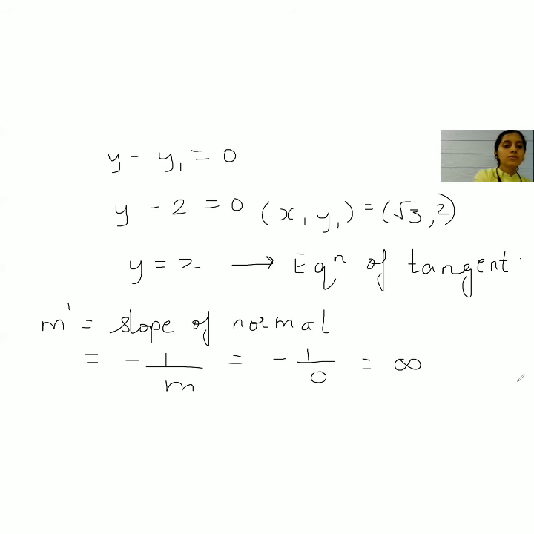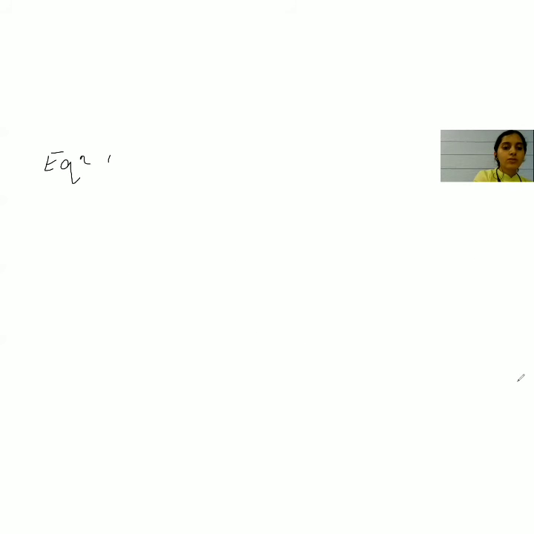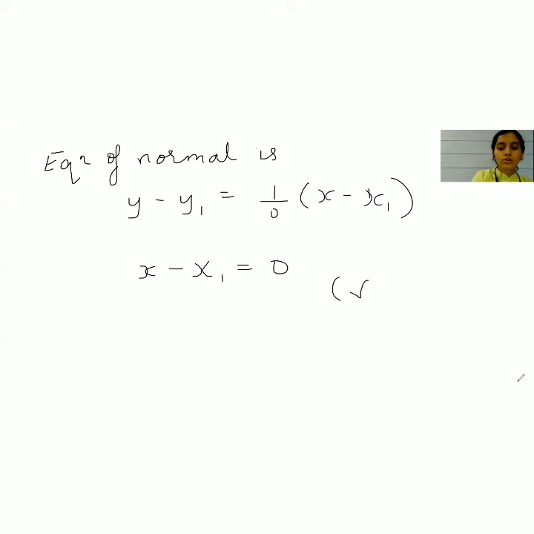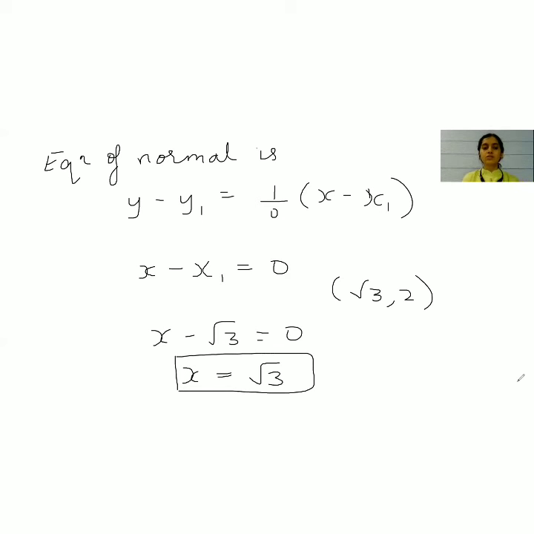That means what will be the equation of normal then? Equation of normal is y minus y1 equal to 1 upon 0 times x minus x1, right? We're substituting m dash also. So when I put 0 there, I get x minus x1 equal to 0. At root 3 comma 2, what will be our equation? x minus root 3 equal to 0. x is equal to root 3. Substituted only the x1 coordinate. This is your equation of the normal. Okay, this was question 1, the third one.